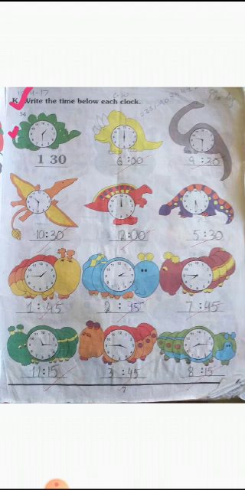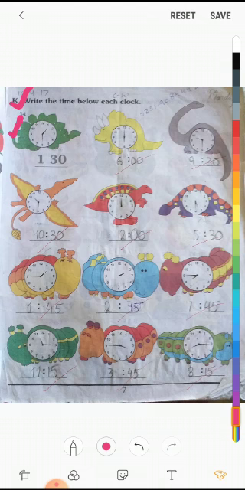Take the first clock. In this clock there are two hands. The smaller hand is for hours and the bigger hand is for minutes. The smaller hand is between 1 and 2 and the hour hand has crossed 1. It means the hour is 1, and the bigger hand, that is for minutes, is on 6.